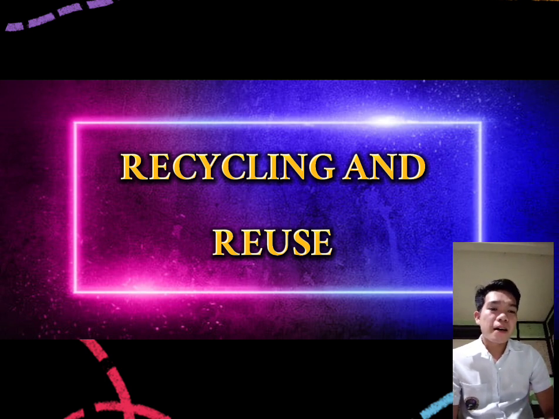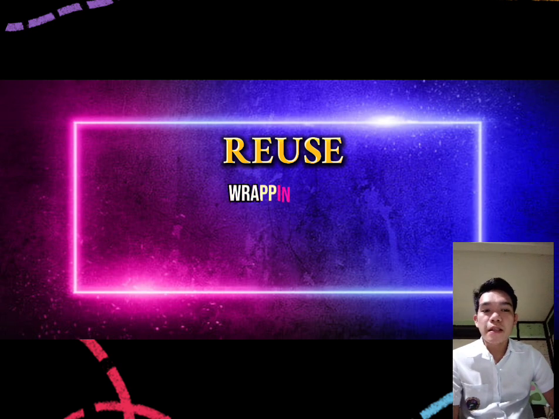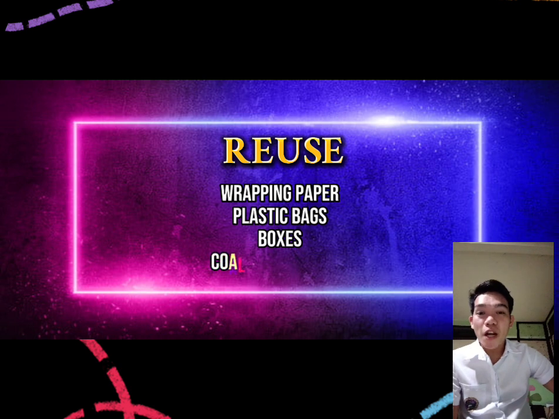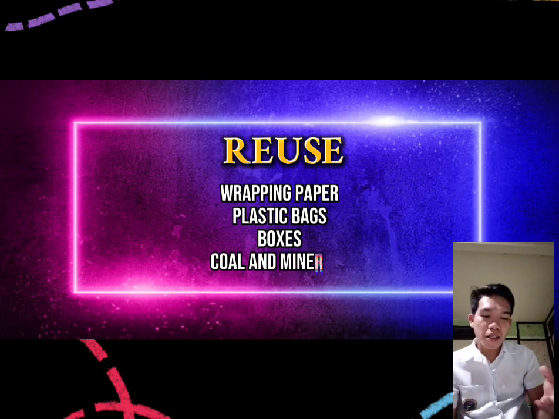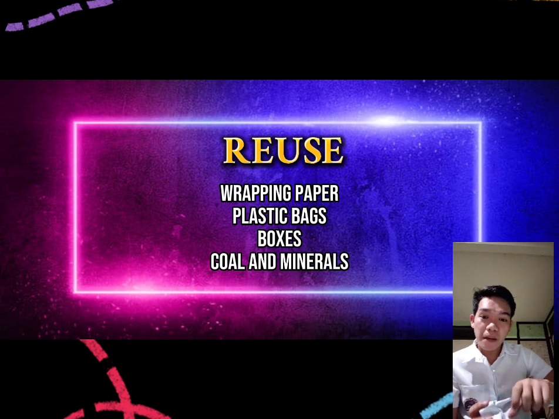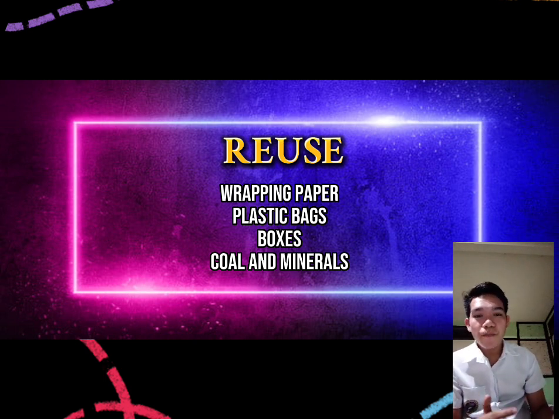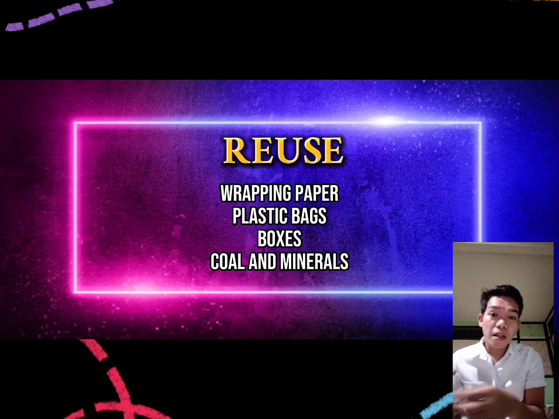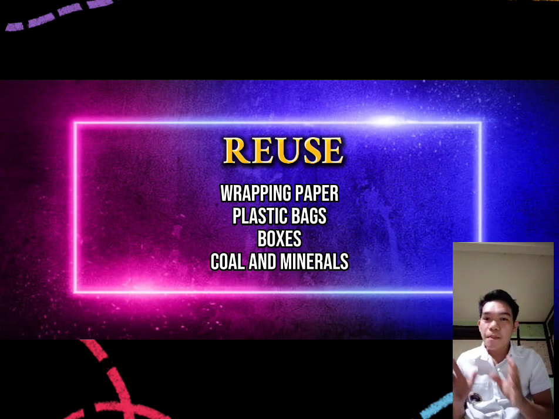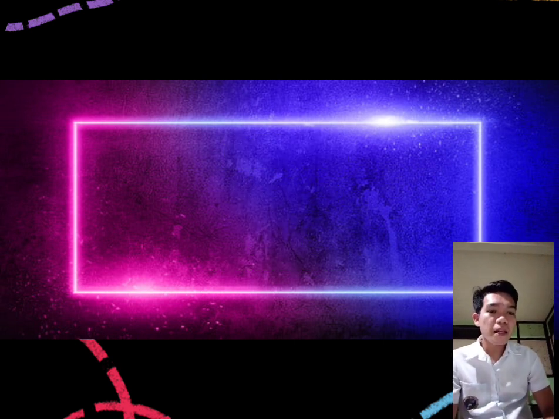So an example of reuse is wrapping paper, plastic bags, boxes, and lumber. So wrapping paper, for example the scratch paper, instead of throwing it away, you use it to wrap coins or other things so they are separated and can be used. Plastic bags, you use them to hold trash to separate it. And then another is boxes, instead of throwing them away, you use them to separate products.